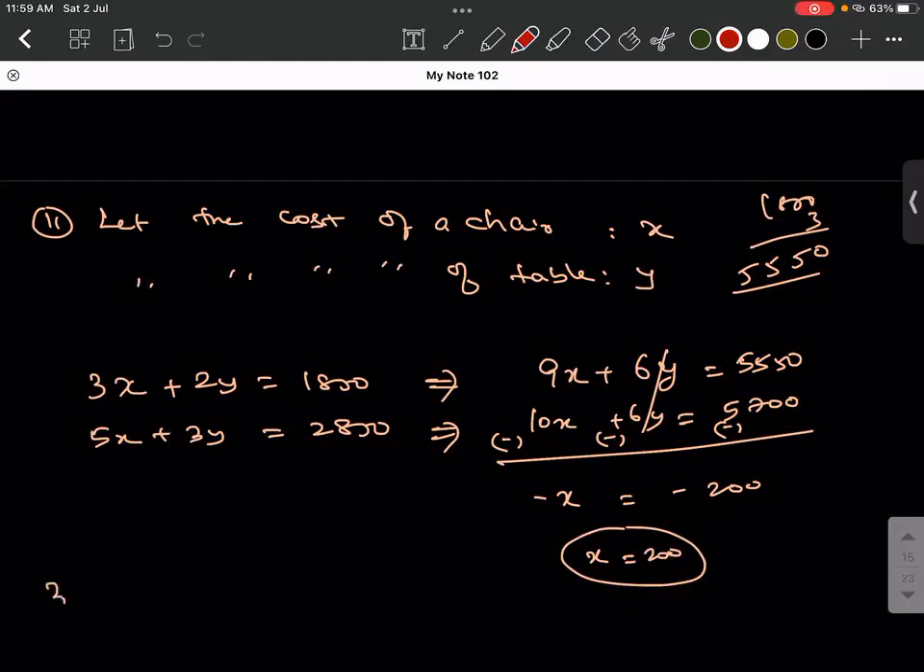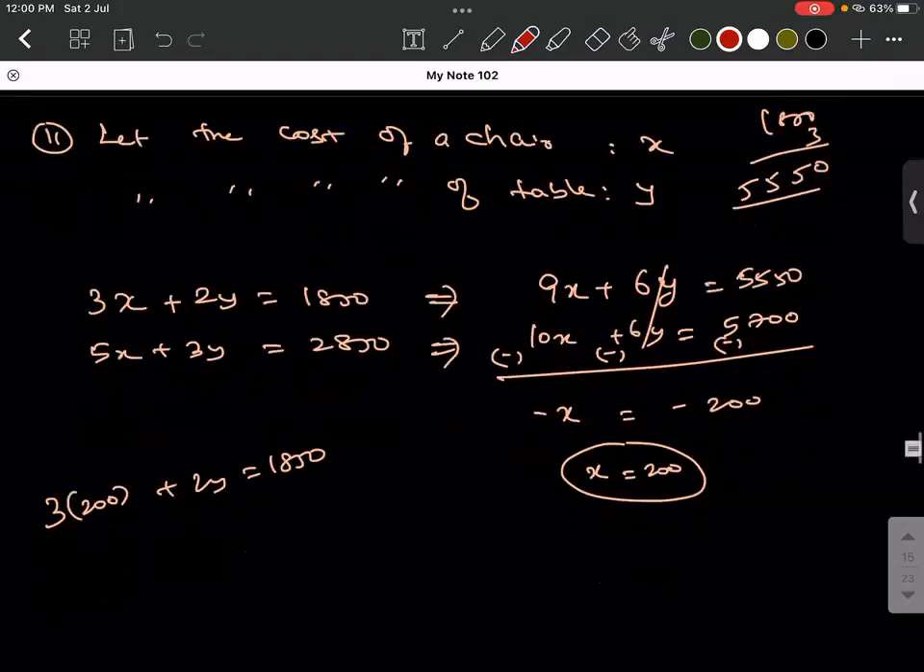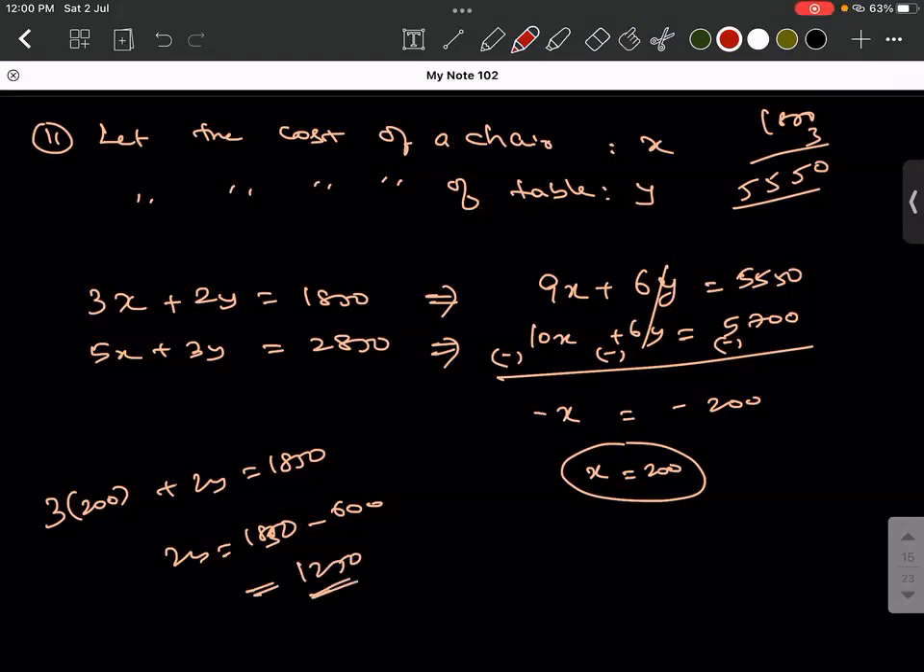So take it and substitute it in the first equation. So 3 into 200 plus 2y is equal to 1850. 2y will be equal to 1850 minus 600. How much is this? 1250. So the cost of each table is 1250. Is there an option? Oh, 250 is there.